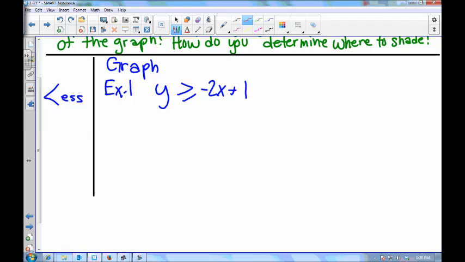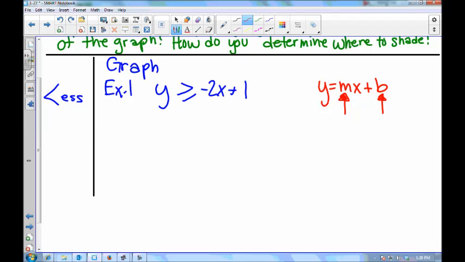Or we could do a table of values, or if you remember slope-intercept form from, I'm guessing, 9th grade, you learned that? mx plus b? You've seen that before, right? Yep. Do you remember what the m stands for? Do you remember what the b stands for? What does the m stand for?